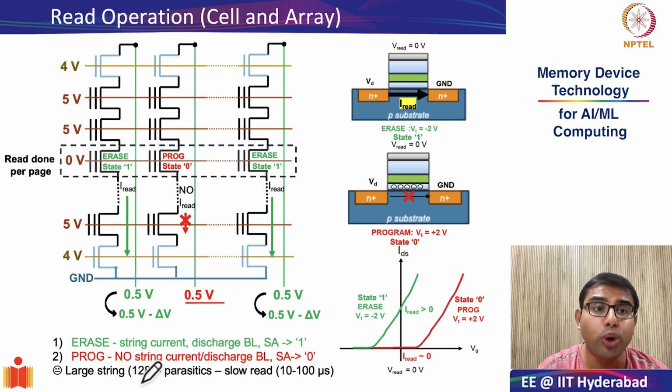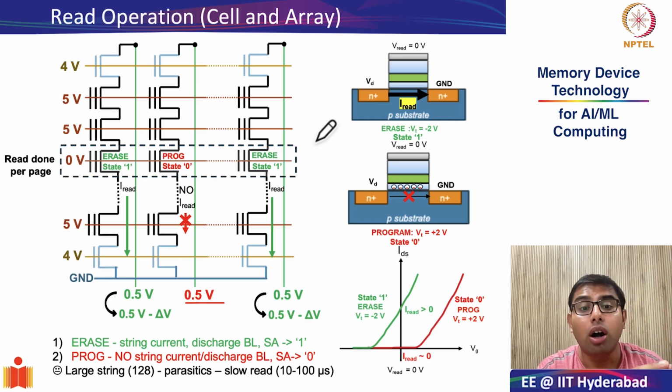But let me remind you, just like in program operation, in read operation also, you are reading out almost 64K to 128K bits at a time, because this page consists of so large a number of bit lines, and therefore a large number of bits that can be read out.